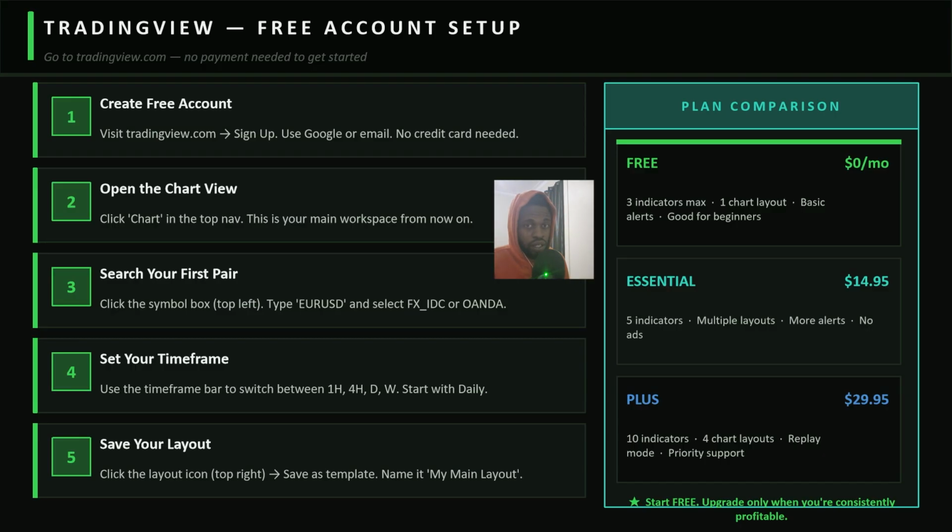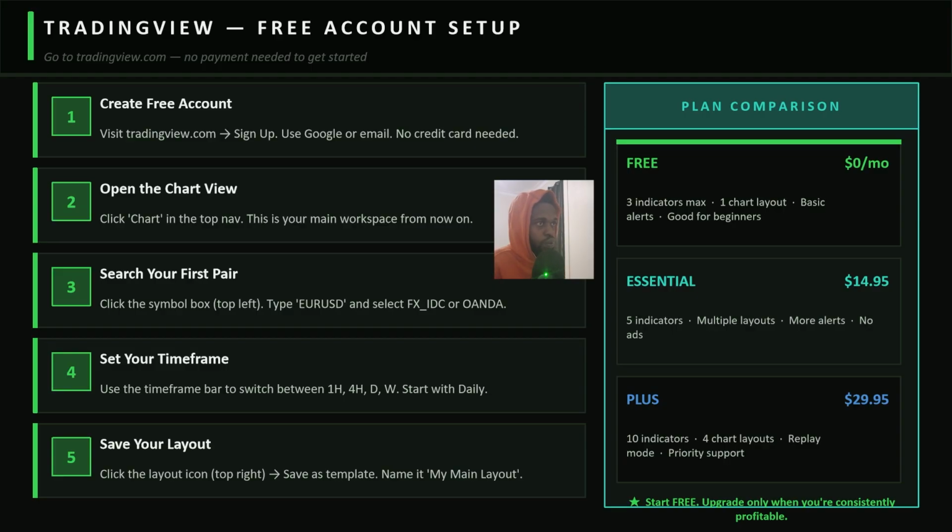Actually, these are the steps you would have to follow. You have to go to tradingview.com, and it's free when you're beginning, and if you want more features, then you would have to pay for the paid version. So you would create a free account, sign up with Google, open the chart view, click on the chart. The chart will be the main workspace. You would search your first pair, set your time frames and then save your layout.